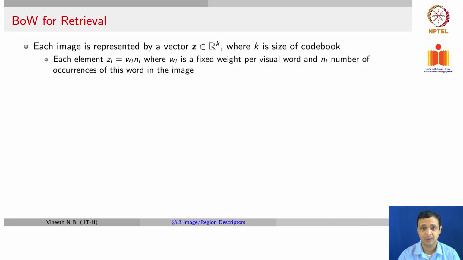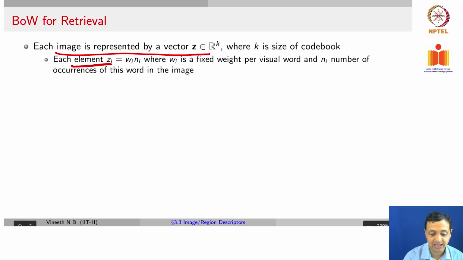Now let's see this in a more well-defined way. Let's imagine that your image is now represented by a vector z belonging to R^k, where k is the size of the codebook, or the number of visual words that you choose, which would be a parameter that a user would set for a particular data set. Each element of z, which is zi, is represented as wi ni, where wi is a fixed weight per visual word.